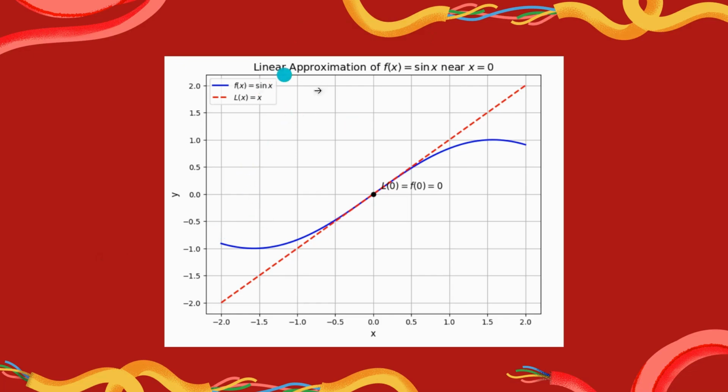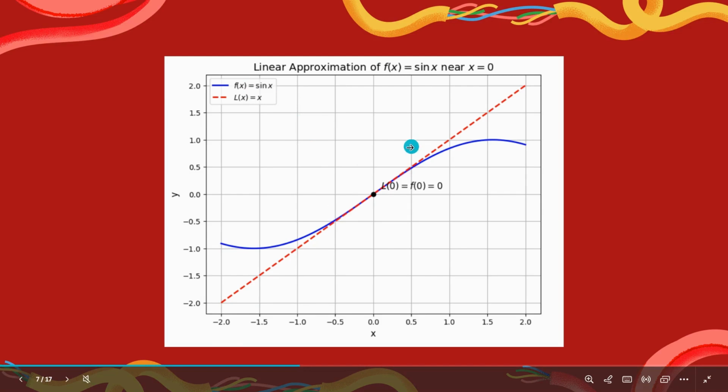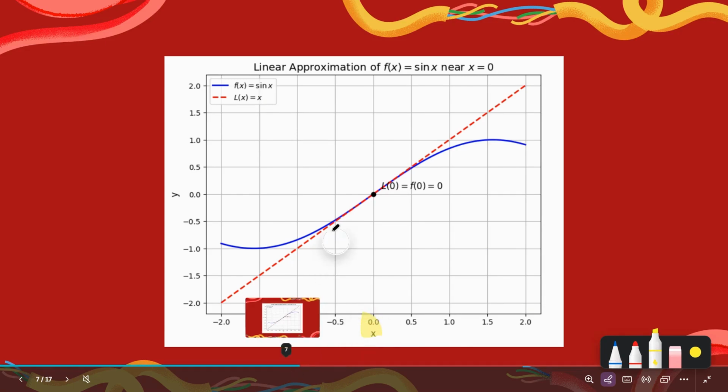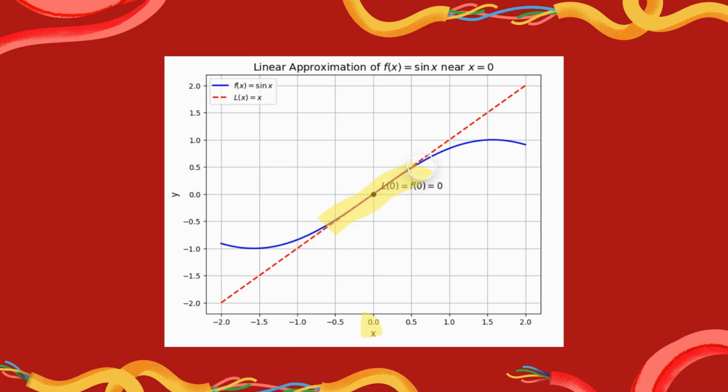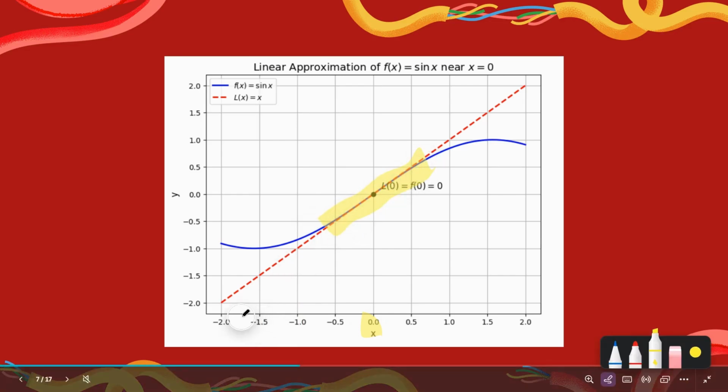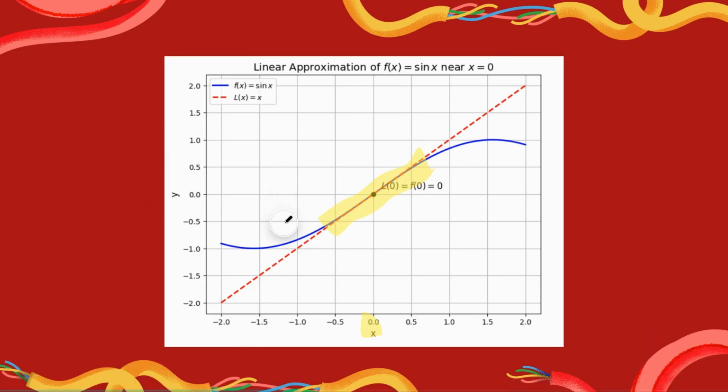Okay, let's analyze the first example visually. The blue curve is a graph of sine of x, and the red line is a graph of x. As you see, for values of x near x equals 0, the blue curve, which is a graph of sine of x, is almost a linear function. So, in order to analyze it more easily, we can replace the blue curve with this tangent line with this equation.